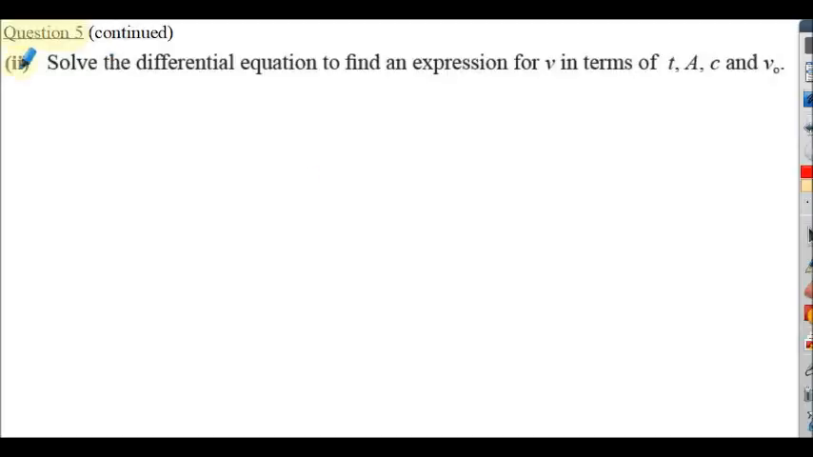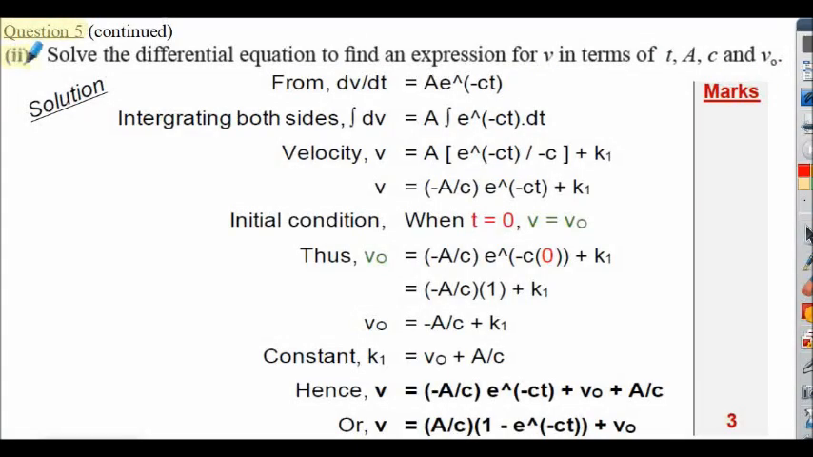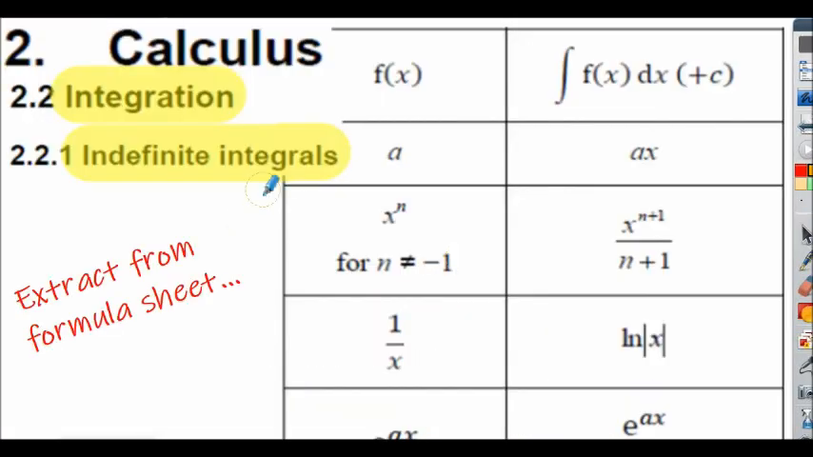Question 5, part 2. We've got to solve the differential equation to find an expression for v in terms of t, A and v0. Full solution shown on the following slide. Question 5, part 2, solution continued. So now our acceleration is replaced by the differential term dv by dt. We multiply both sides by dt, and we can integrate the left hand side with respect to v and the right hand side with respect to t. For reference, here's an extract from the formula sheet related to standard integrals.